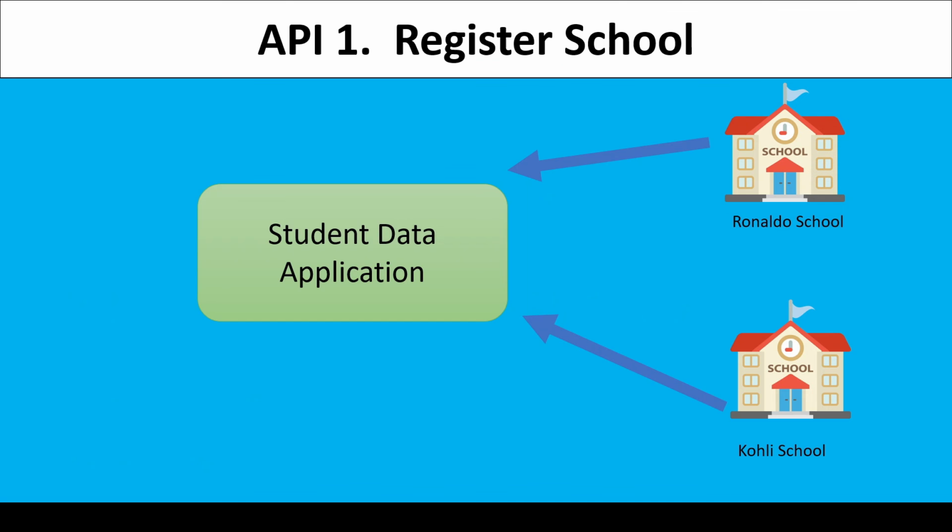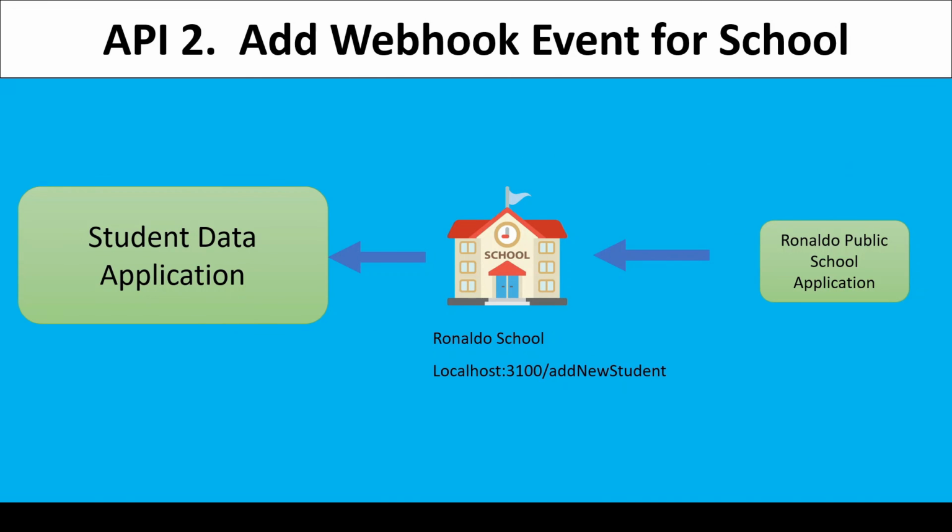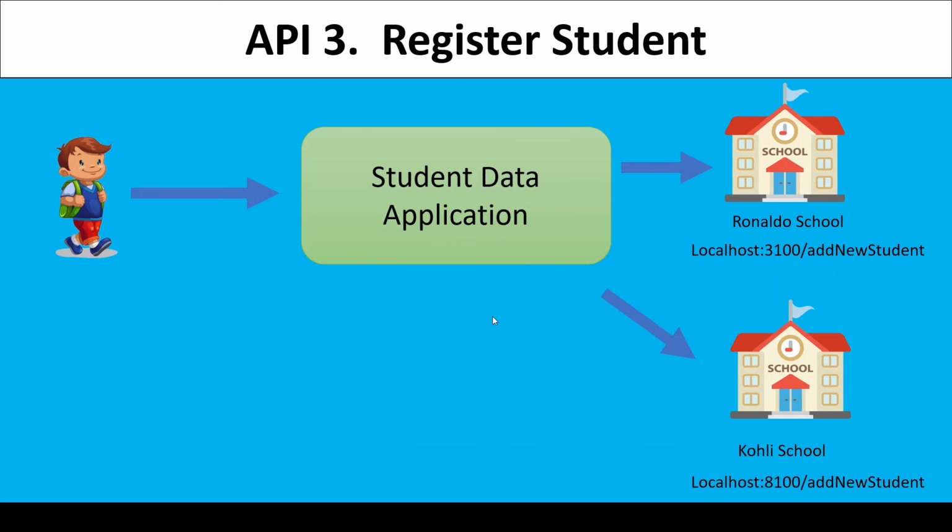We have created 3 APIs in student data. First, we achieved how to register a school in our main application. After that we created a separate application for Ronaldo public school. Then we created a new API like add new student. So whenever any student is added in the main application, they are going to send the whole response to Ronaldo school. Correct? You can see we just added Mike into the main application. After that we sent the whole response to this Ronaldo.